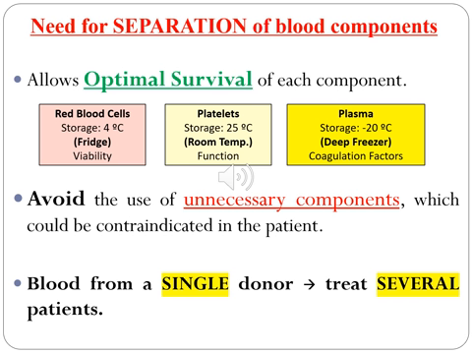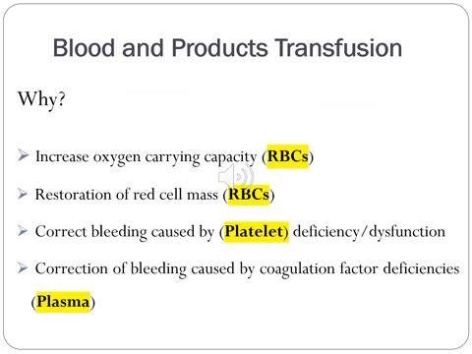The third benefit is that the blood from a single donor can treat up to 3 patients, of course each one with a different diagnosis. Generally speaking, why should I prescribe blood components? 4 main reasons are included here: to increase oxygen carrying capacity, and this is a function of RBCs; to restore red cell mass, again this is a function of RBCs; to correct bleeding caused by platelet deficiency or dysfunction, and of course this is a function of platelet concentrate; and to correct bleeding caused by coagulation factor deficiencies, and here the function is for plasma.